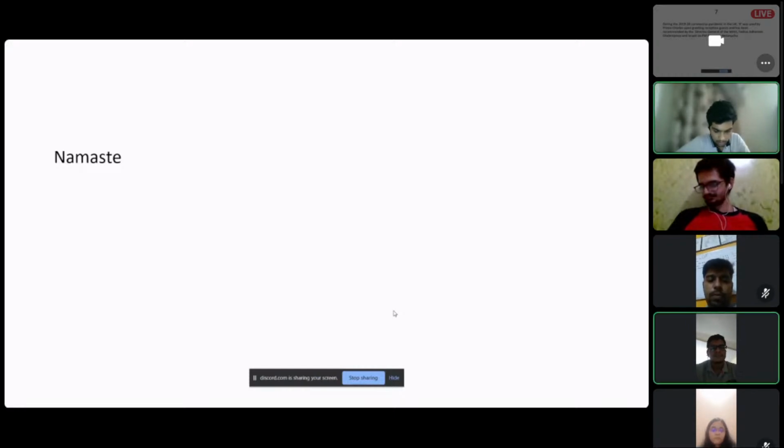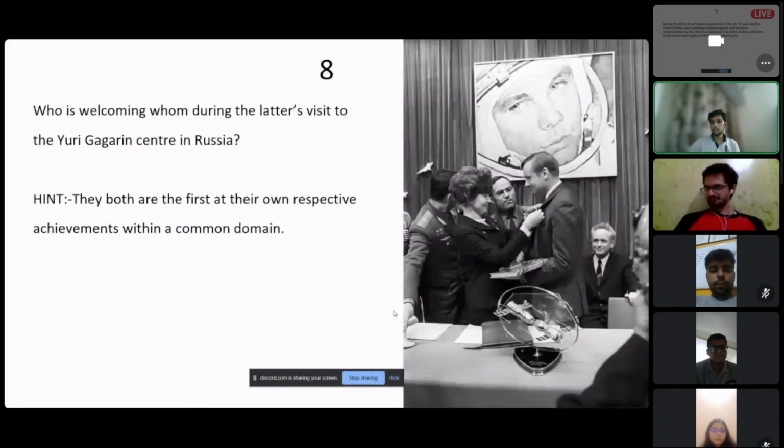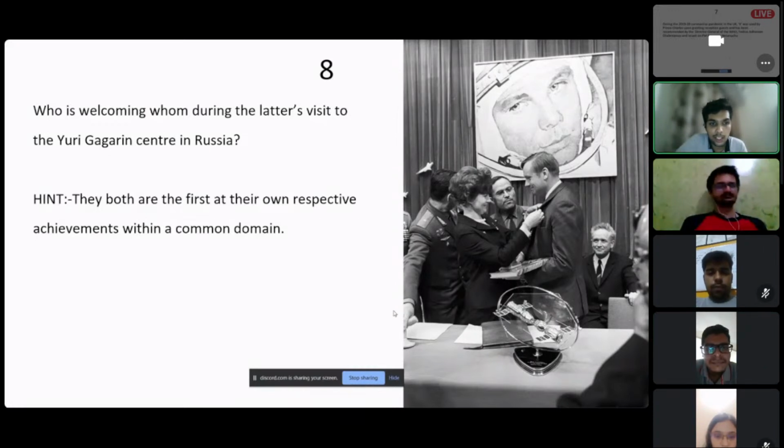Okay, so the scores are in. Those who gave the correct answer have got their points. Fine. Direct to participant 8. Who is welcoming whom during the latter's visit to Yuri Gagarin Center in Russia? They both are the first at their own respective achievements within a common domain.